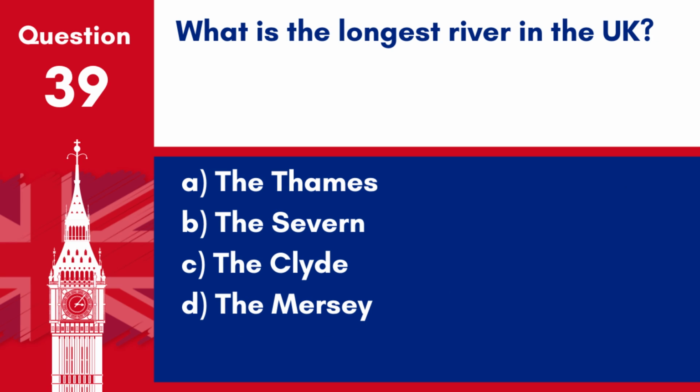Question 39. What is the longest river in the UK? A. The Thames. B. The Severn. C. The Clyde. D. The Mersey. Answer: B. The Severn. The River Severn is the longest river in the UK, stretching about 220 miles.